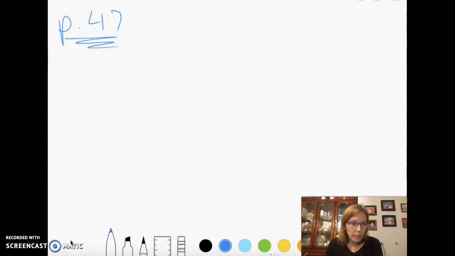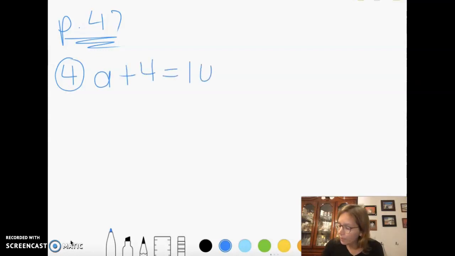So I'm on page 47 in the book, and I'm just going to do some of these problems for you at the bottom, starting with number 4. I have a + 4 = 10. So when we solve equations, what we're doing is we're looking at what is happening with the variable, and then we do the opposite of that.